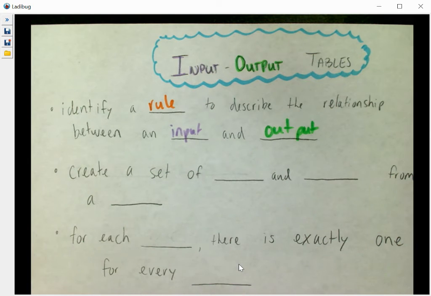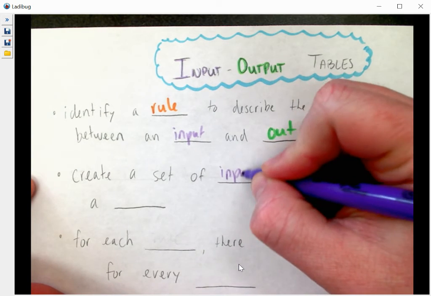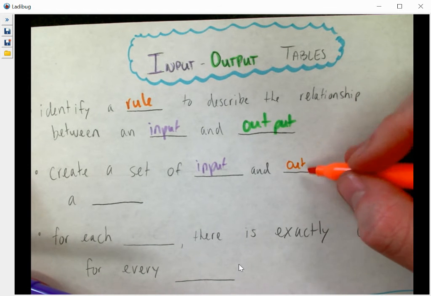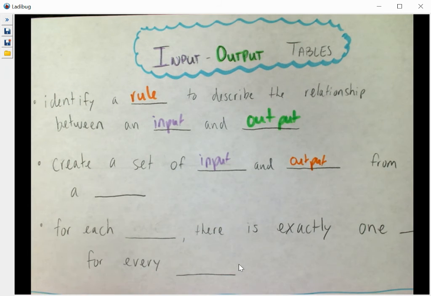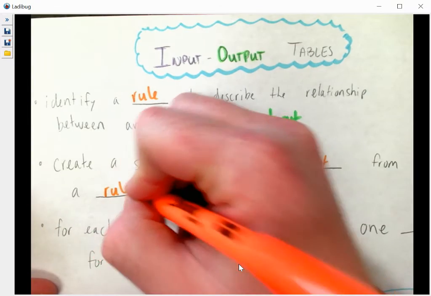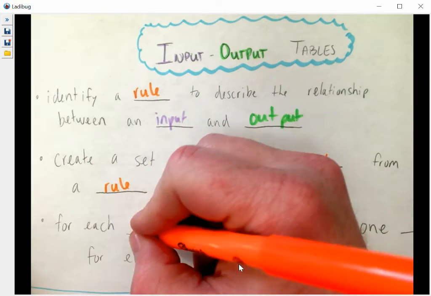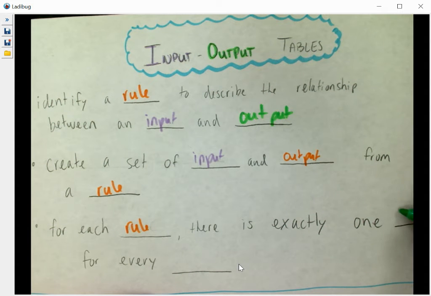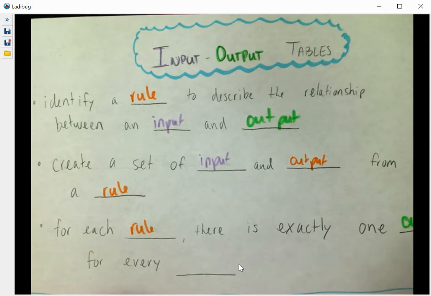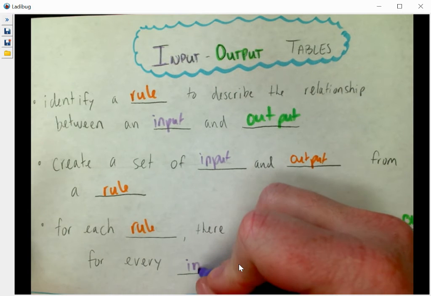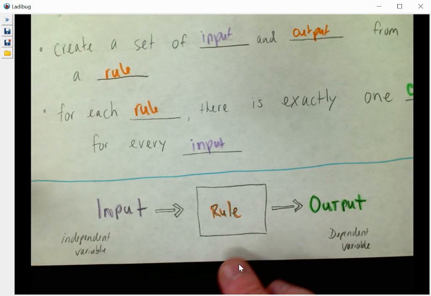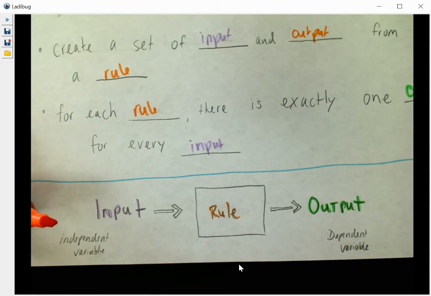You can also use input-output tables to create a set of input and output tables that follow, it's the wrong color, but that's okay, that follow a very specific rule. And just a reminder that for each rule, there's exactly one output for every input. There's one output for every input when following a specific rule. And this is what the table looks like. We'll get into independent and dependent variables in a later video.